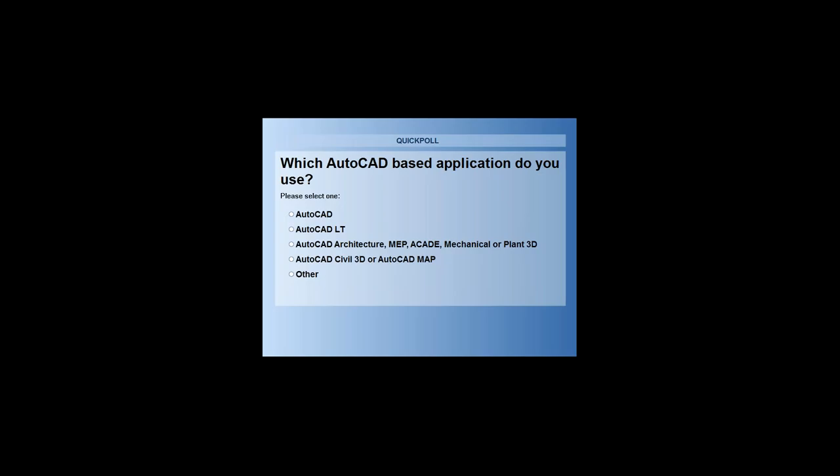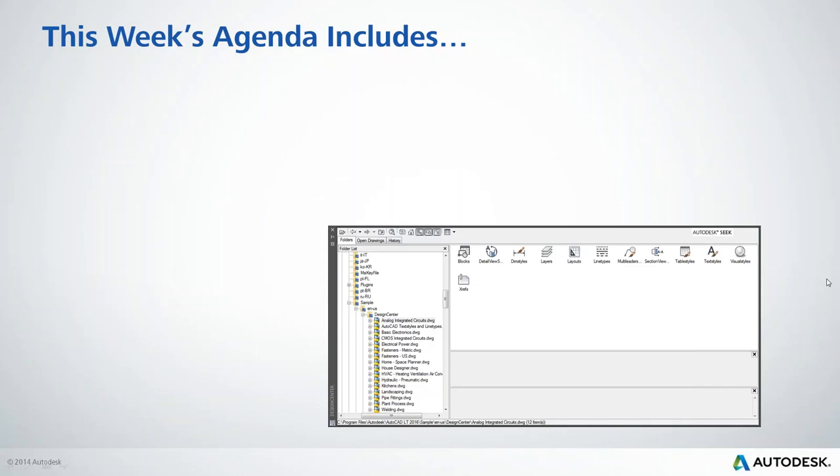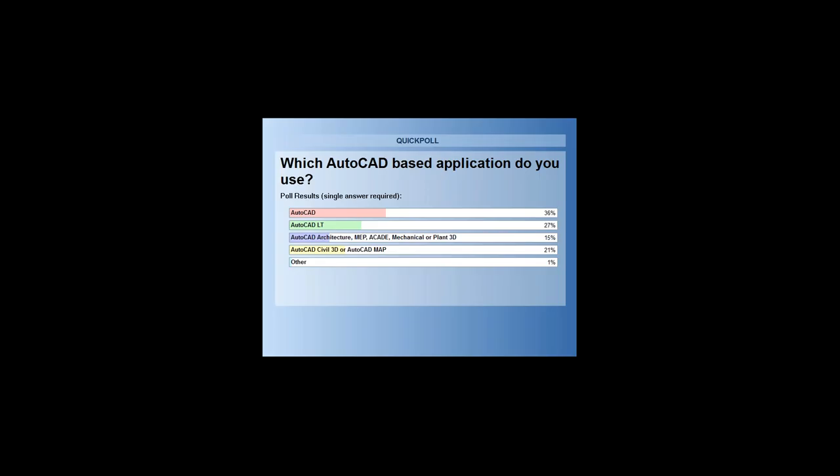We'd like to know, which AutoCAD-based application do you use? Are you using the full version of AutoCAD, or AutoCAD LT, or one of our verticals like AutoCAD Architecture, MEP, Electrical, Mechanical? Or one of our infrastructure products like Civil 3D or Map 3D? Or are you using something else out there? So let's close that and I'll share the results. It looks like 36% AutoCAD, 27% LT, 15% Architecture and MEP, and 21% Civil.